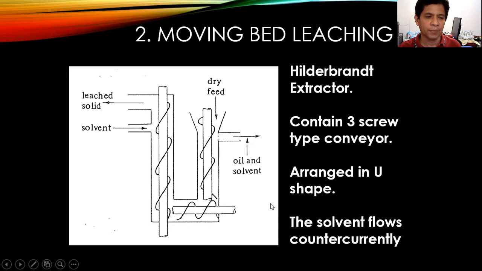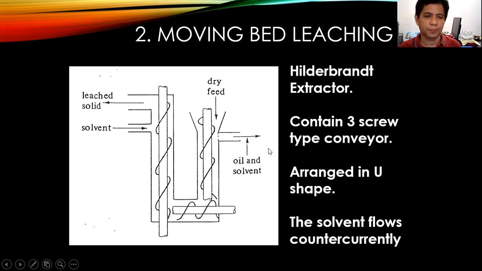So as you can see, dito nandito yung oil and solvent. Kasama dito yung extracted oil sa solvent. Tapos yung leach solid dito lalabas. So the three screw type conveyor is arranged in U shape and the solvent flows countercurrently.